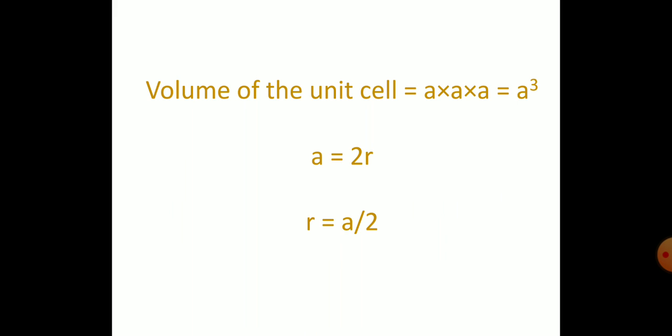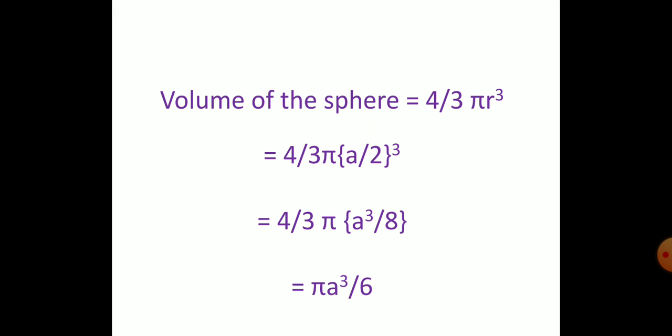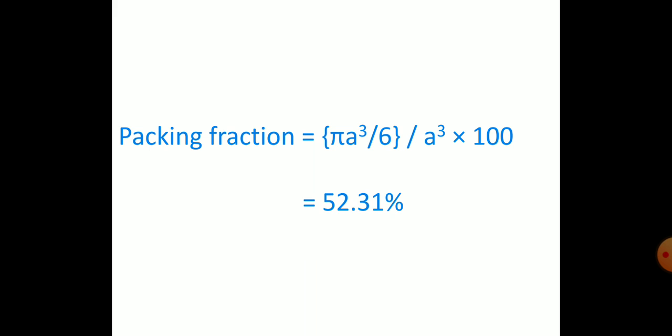The volume of the unit cell is equal to a cube. Also the volume of the sphere is found to be pi a cube divided by 6. When we substitute both these values in the formula, we will get the packing fraction for the simple cubic unit cell, 52.31%.